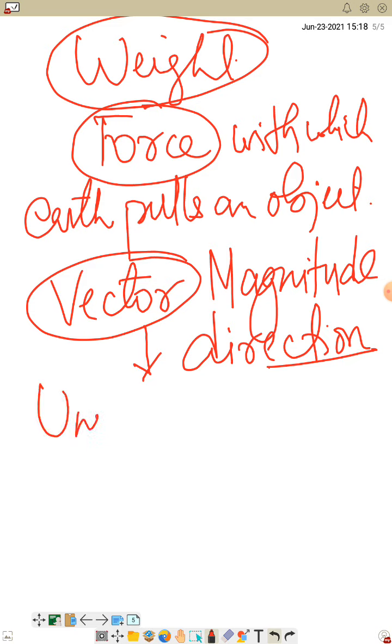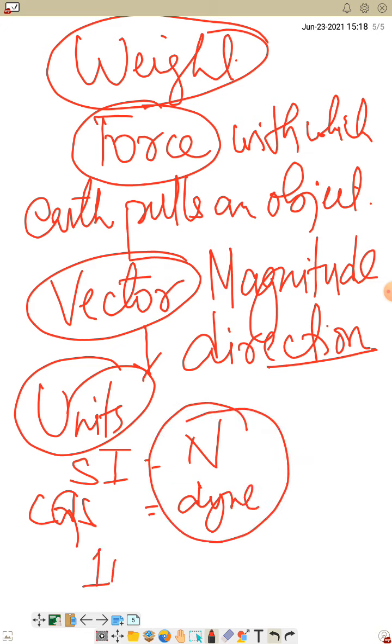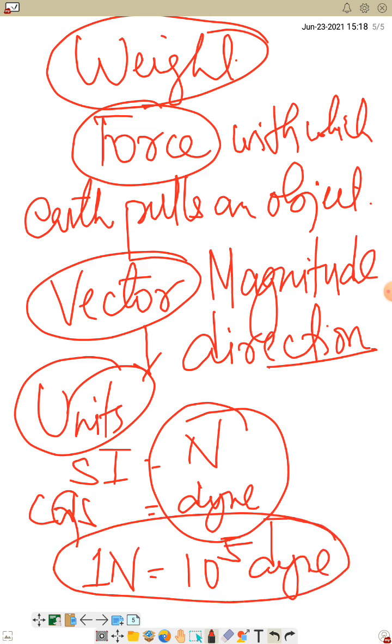Now let's learn about its units. SI unit of weight is Newton, since it is a force, so it will have the same unit as that of force. Whereas CGS unit of force, that is weight here, is dyne, and the relationship between them you must know: 1 Newton is 10 to the power 5 dyne. That is the relationship between the SI unit of weight and the CGS unit of weight.